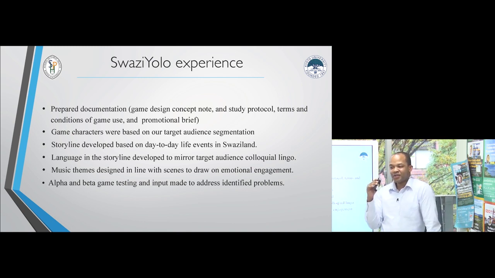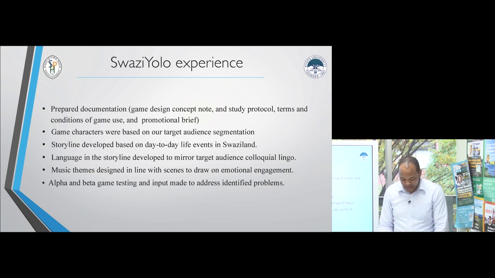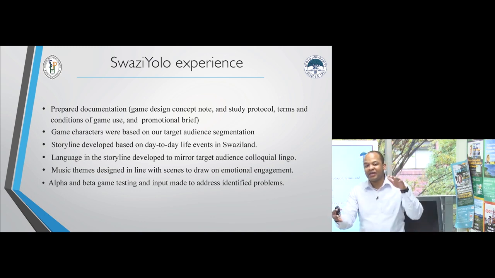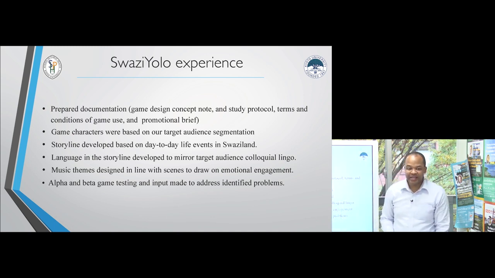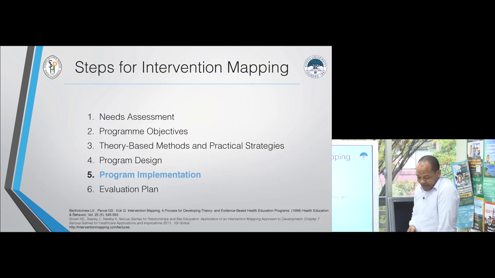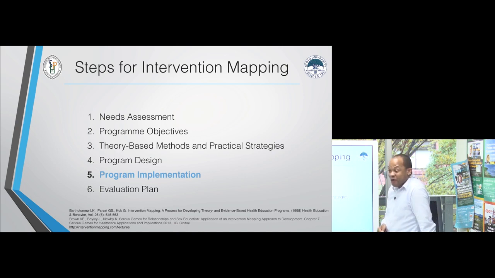And then also the game has got music. Each scene has got a different sound to it, so it tries to capture the emotion of that scene. And then we also tested the game. This is very important. We conducted alpha and beta tests. Alpha and beta tests are different levels of the game development process, to identify problems and things like that. So the next part is program implementation.